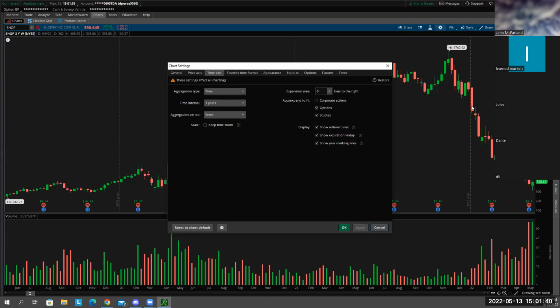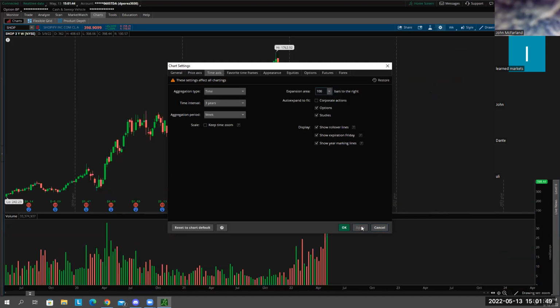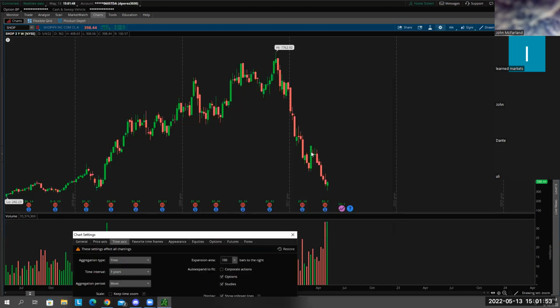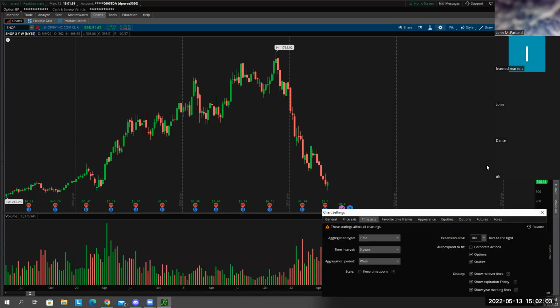The time axis, depending on what type of analysis you're doing, you're going to want to have the expansion. And I always like to do 100. See how that extends the chart? So you're able to actually analyze where things could happen. So right now we're at a support bounce, so I could see that we're going to maybe go back up. You know what I mean? Like that's all. You can only see that if you have the extension.